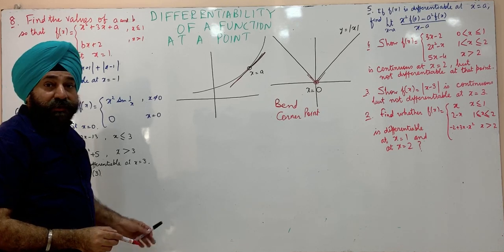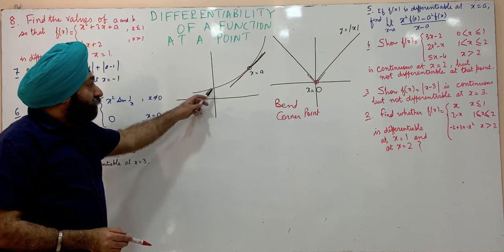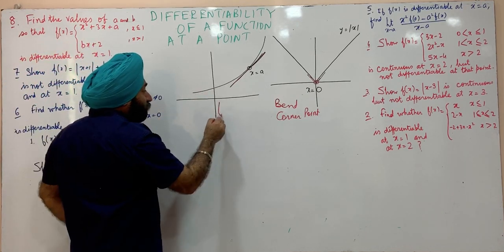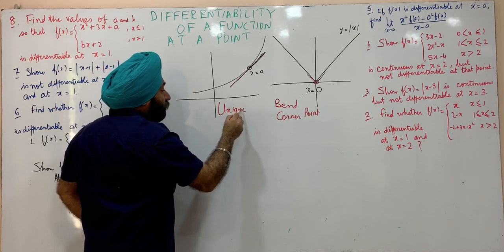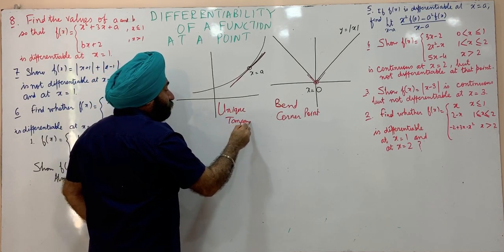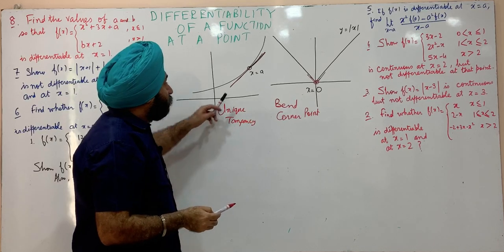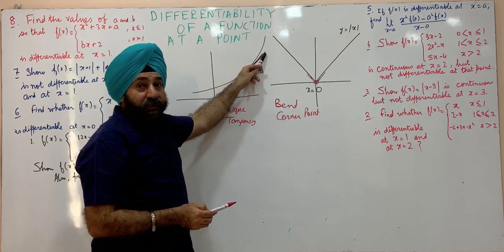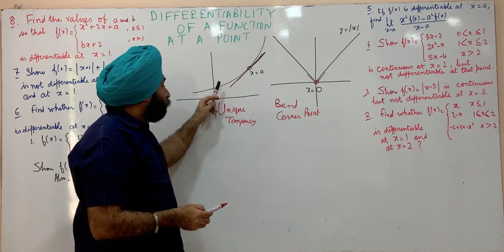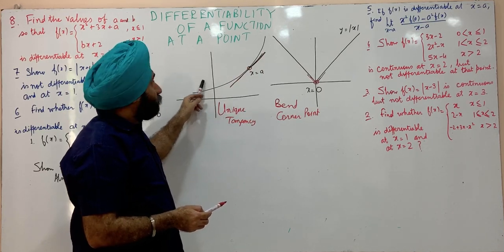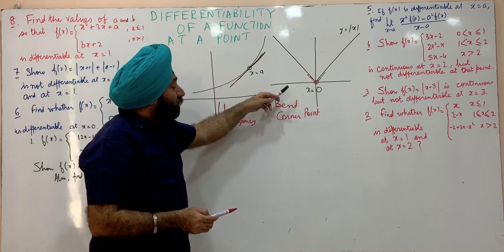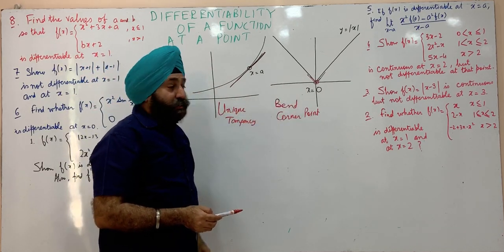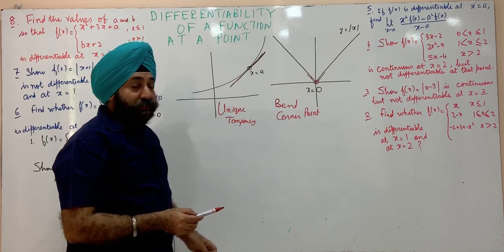Then how do we study it mathematically? So here we have, this is an important word, unique tangency. That is, the same tangent which is to the left of the point continues as the tangent to the right of the point. Unique tangency means the function is differentiable at the point. Absence of that means the function is not differentiable.